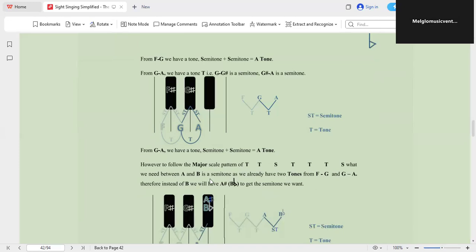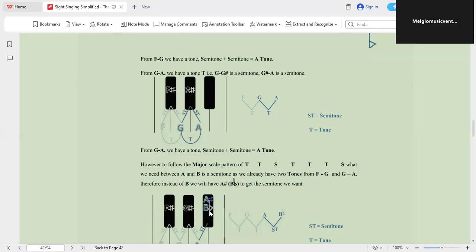However, to follow the major scale pattern of tone, tone, semitone, tone, tone, tone, semitone, what we need between A and B is a semitone, as we already have two tones from F to G and G to A. Therefore, instead of B, we will have B flat, because we already have A. We can use A sharp now, although it's the same thing, it's enharmonic from our previous explanations. So this is A sharp and B flat, the key, enharmonic.